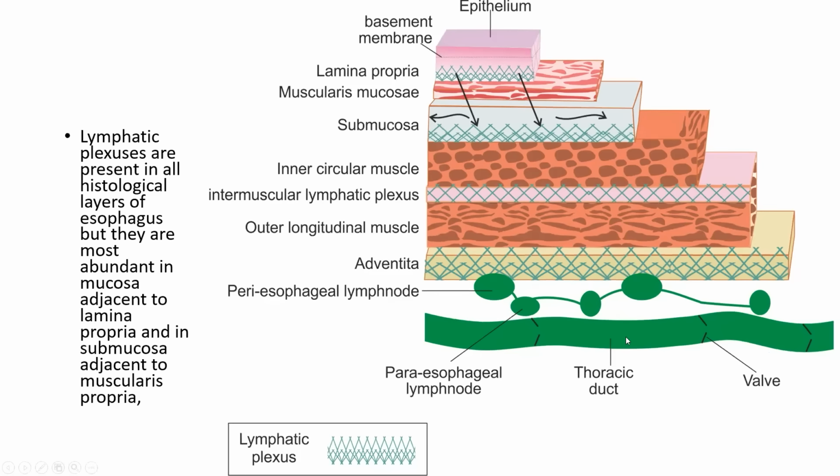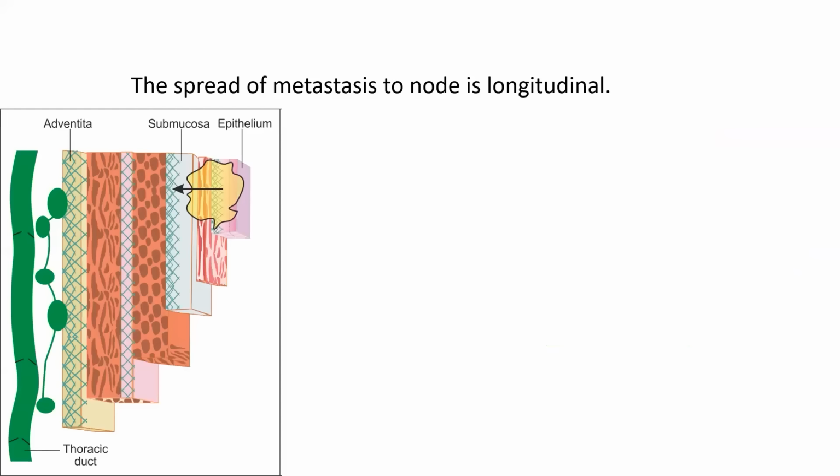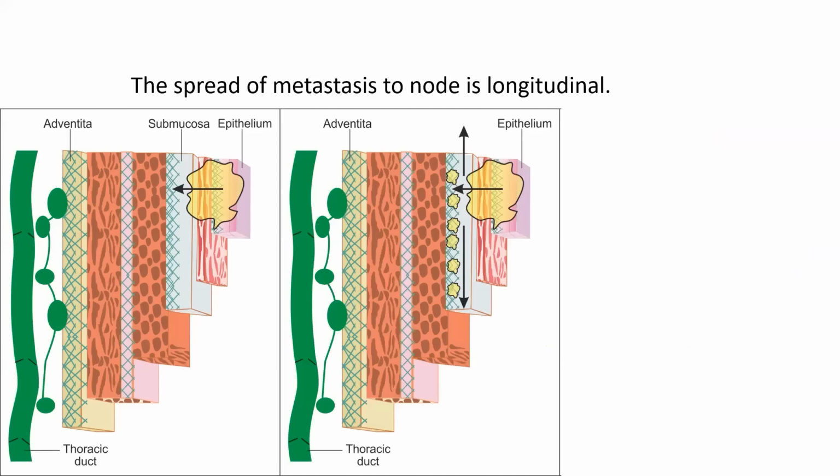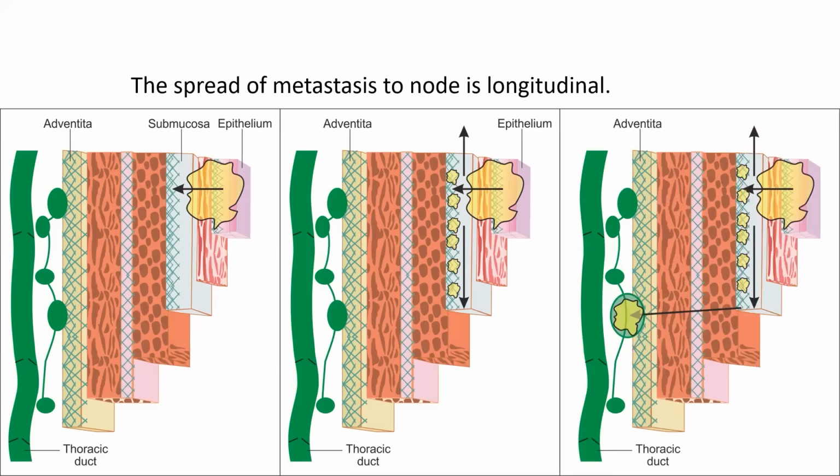And then they move progressively in submucosa to cranial or caudal direction. So in submucosa, what happens? The travel of lymph is in both directions and the spread of metastasis is longitudinal. So once the malignancy spreads into submucosa, it spreads in a longitudinal direction before spreading outward. This is the emphasis on submucosal spread of cancer.